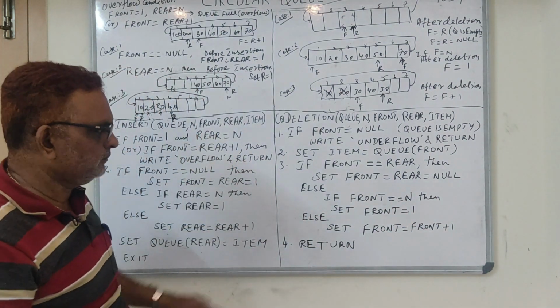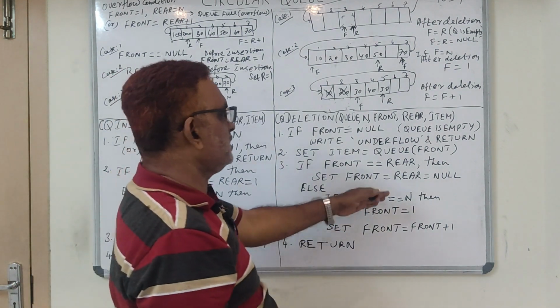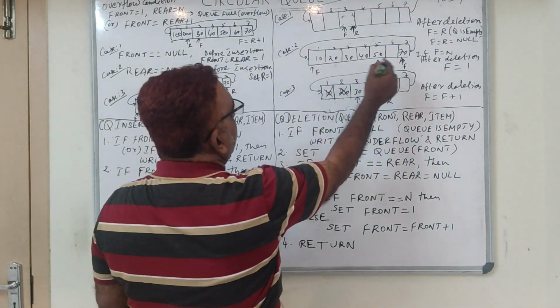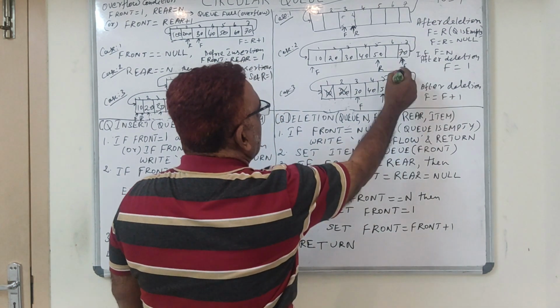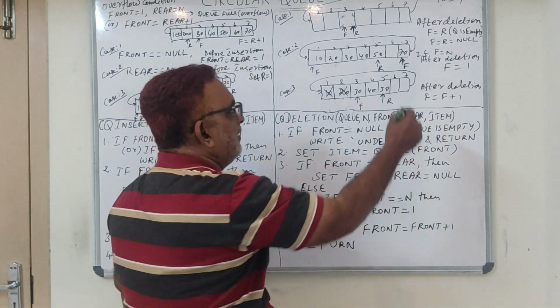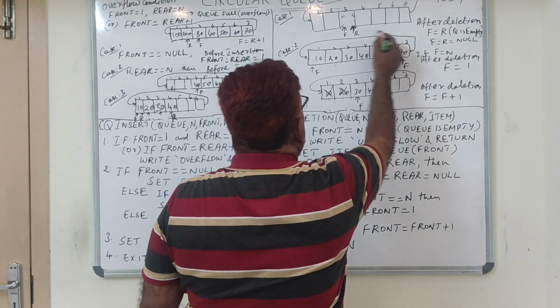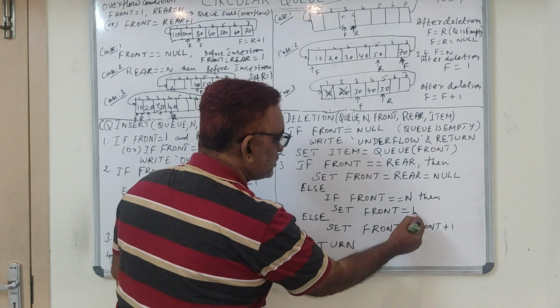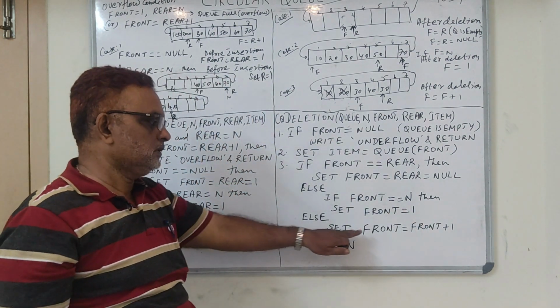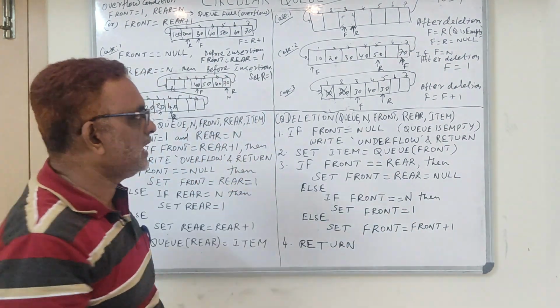Else, the next condition you have to check is whether front is equal to n. If the front value is equal to n, this is the position n, and the front is here. After deletion, what will happen? The front moves to the first location. So you set the front equal to 1. Else, it is the normal operation of the Q, as I said.